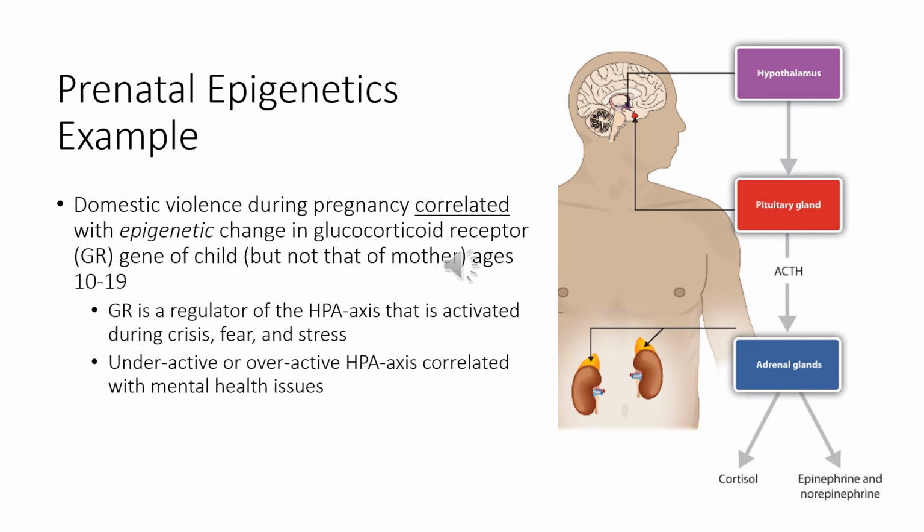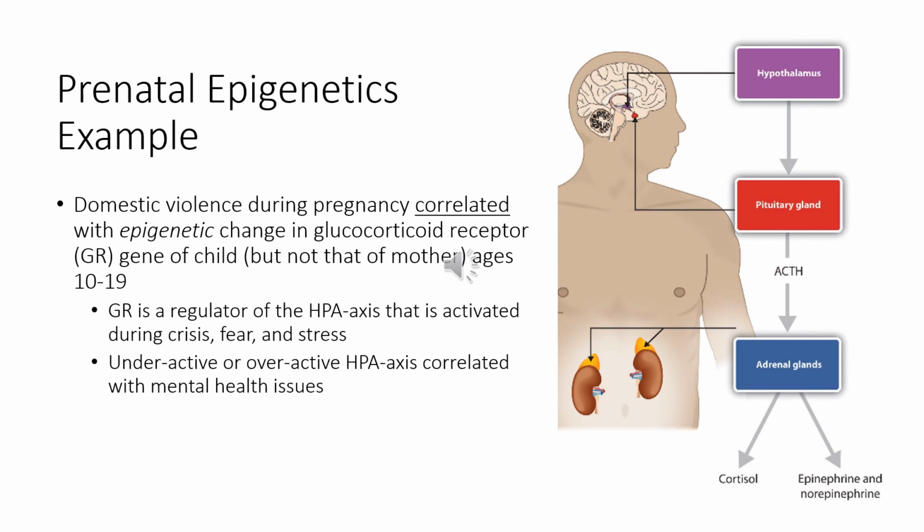And so if a female experiences domestic violence while she is pregnant, this is actually correlated with an epigenetic change in the glucocorticoid receptor, or GR gene, of her child. Not for her actually, but of her child later on in life. So kids were tested between the ages of 10 and 19, and then mothers were asked if they had experienced any domestic violence while pregnant with this baby.